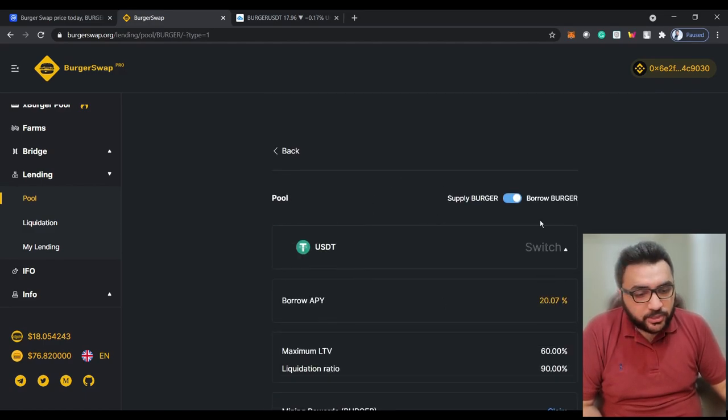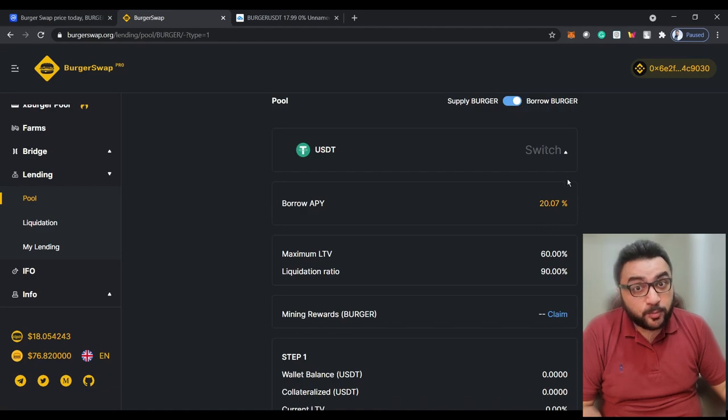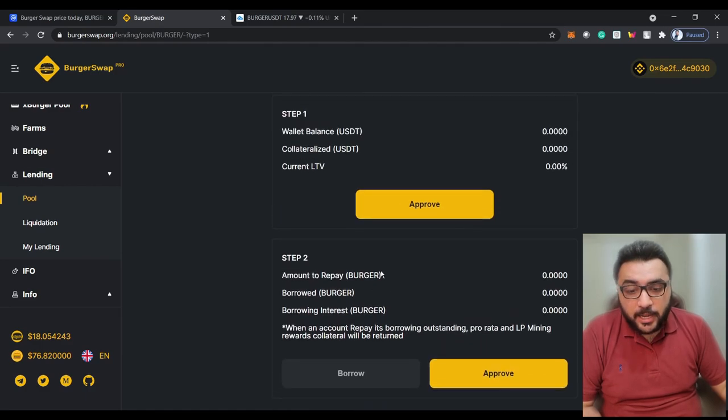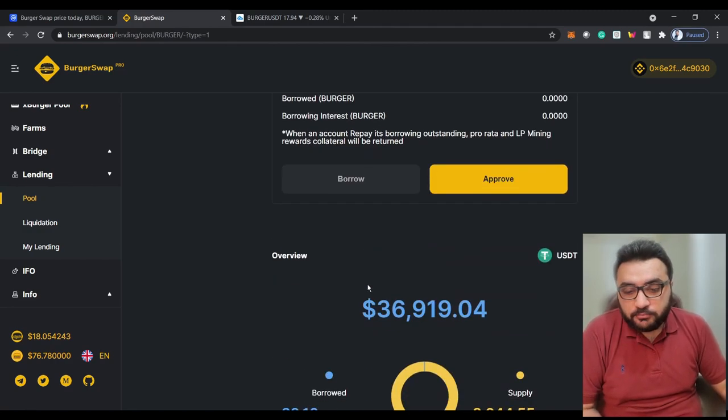So there are some conditions here: USDT, the borrower percentage, the collateral and stuff, and then you'll have to approve it, and then you'll have to repay once, for example, you're done with the loan.